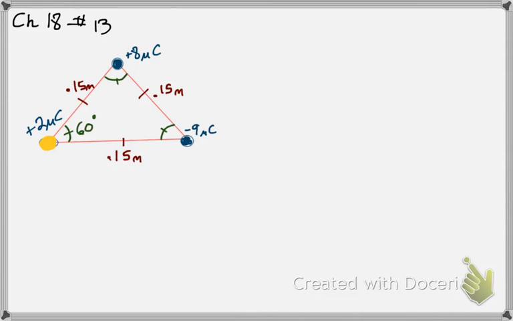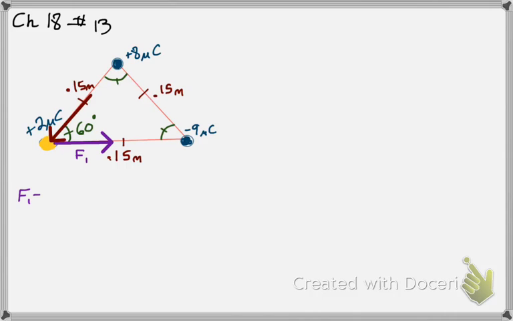So between the positive 2 and the negative 9, we know that the force is going to be pointing towards the negative 9 because the positive 2 wants to move towards the negative 9. And between the positive 2 and the positive 8, like charges repel each other, so the positive 2 wants to move away from it. So this is the direction of our two forces, F1 and F2. So to find the net force acting on this positive 2 microcoulombs, we've got to find out what F1 and F2 are.